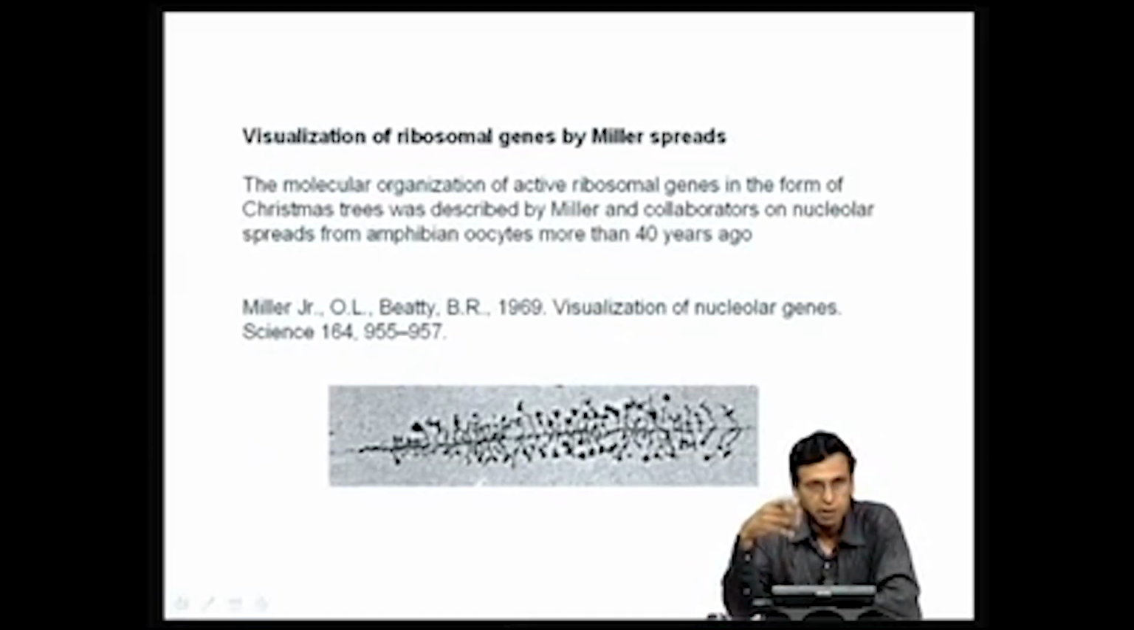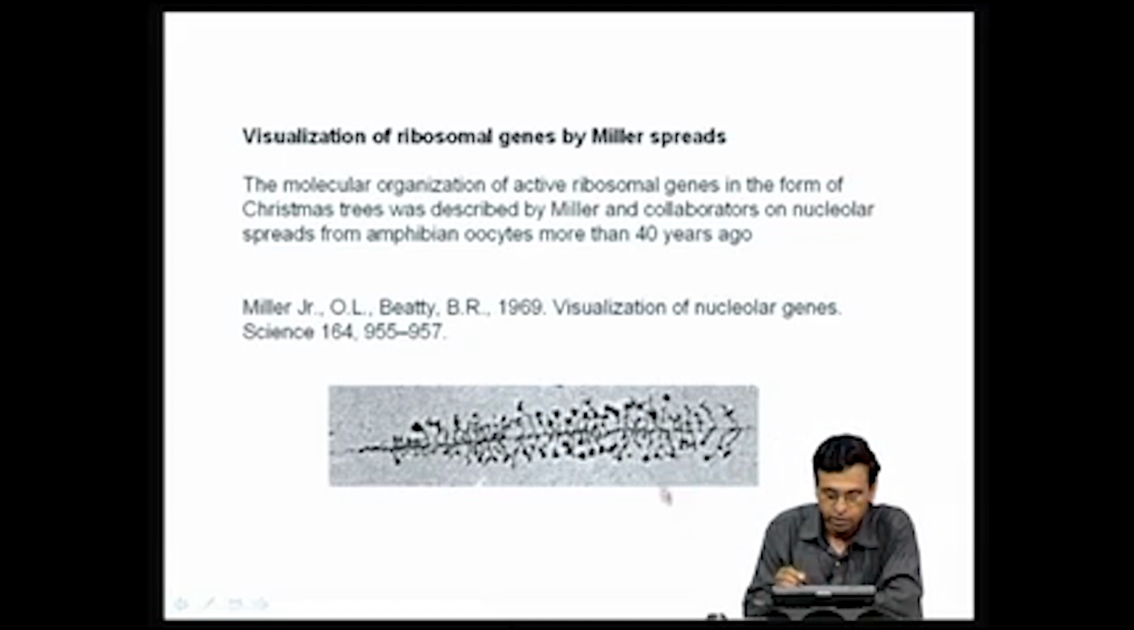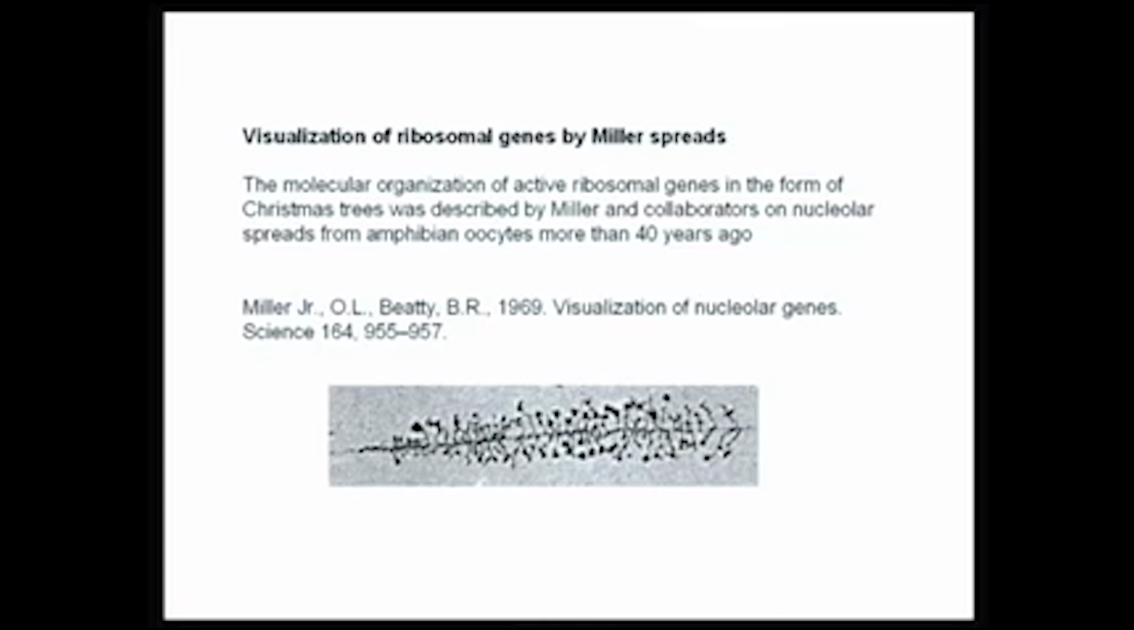There are very interesting experiments which have been done to visualize RNA transcription. As early as 1969, Miller and collaborators demonstrated actively transcribing RNA genes, which are called Christmas trees. The molecular organization of active ribosomal genes in the form of Christmas trees was described by Miller and collaborators in nucleolar spreads from amphibian oocytes more than 40 years ago. In fact, these are popularly known as Miller spreads. So, you can see actively transcribing RNA genes, and you can see RNA coming out. These are called Christmas trees.